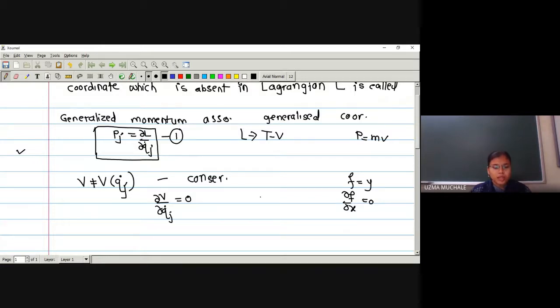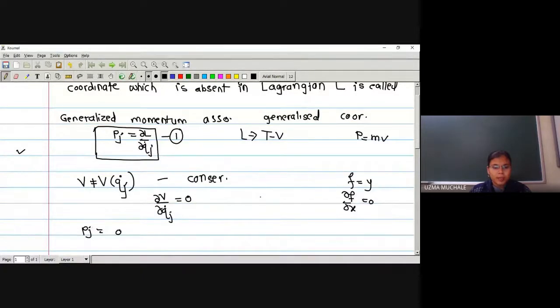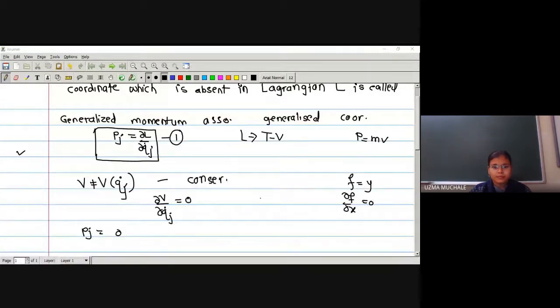So here also, if potential energy is not a function of generalized velocity, what will be the resultant derivative with respect to that? It will be equal to 0. Right. So hence, now let us go to our Pj. What is the value of Pj from our equation? It is dou L by dou qj dot.